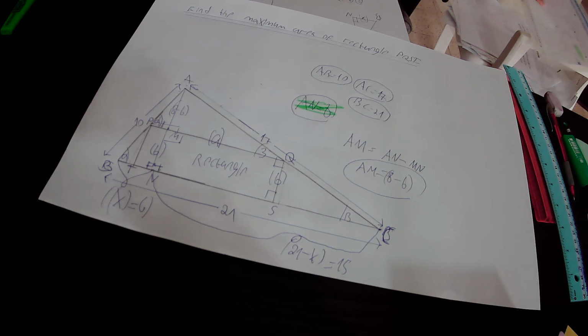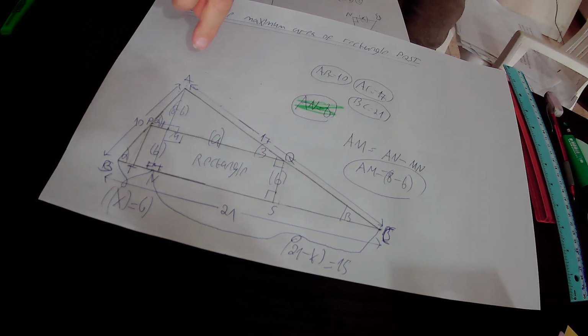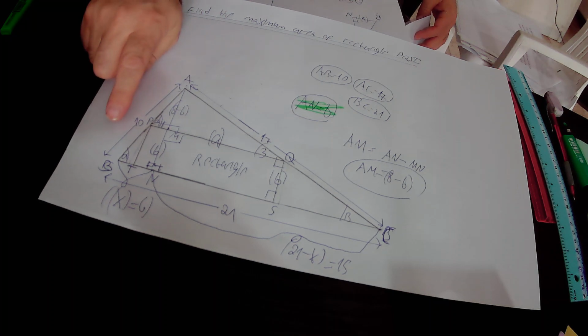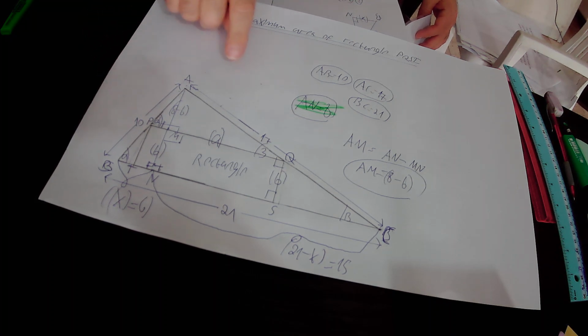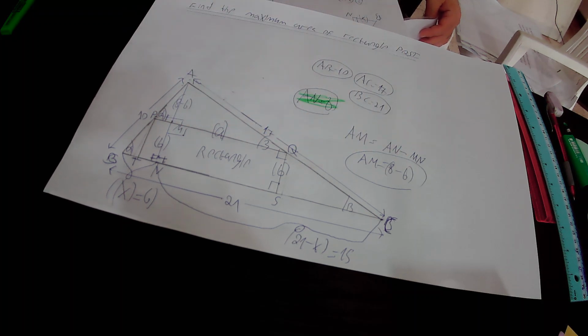In this lecture, our mission is to find the maximum area of this rectangle PQST that is inside this triangle ABC. So in the drawing, we have this triangle ABC. We know that side AB of this triangle equals 10 units, side AC equals 17 units, and this is side BC, which equals 21 units. Inside this triangle ABC, we have this rectangle PQST, and our mission is to find the maximum area of this rectangle.